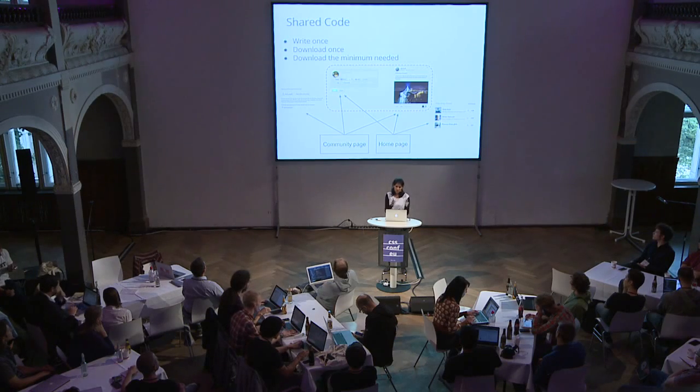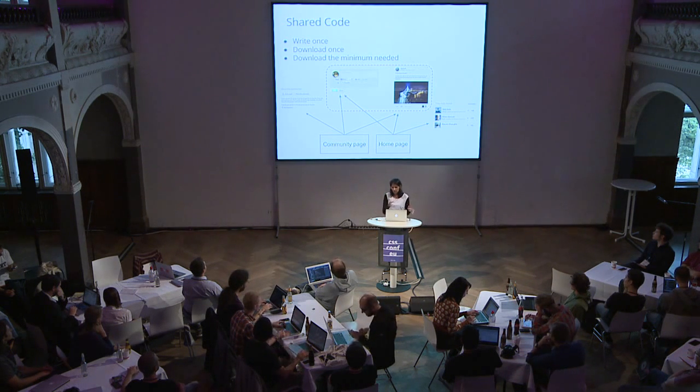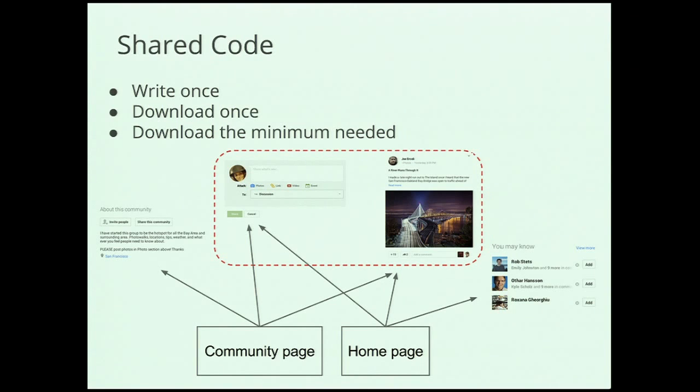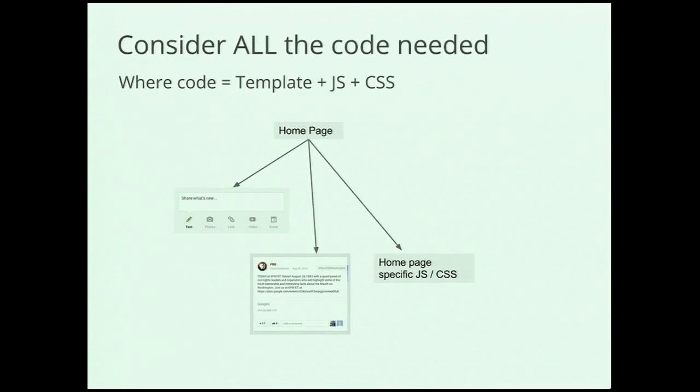So we saw how the home page and the community page share some code. Like in this case, they share the code for posts and ShareBox. In addition, they have their own unique elements. We definitely want to write all of the shared code only once. We want to download it only once to the browser. And we want to download the minimum possible CSS.